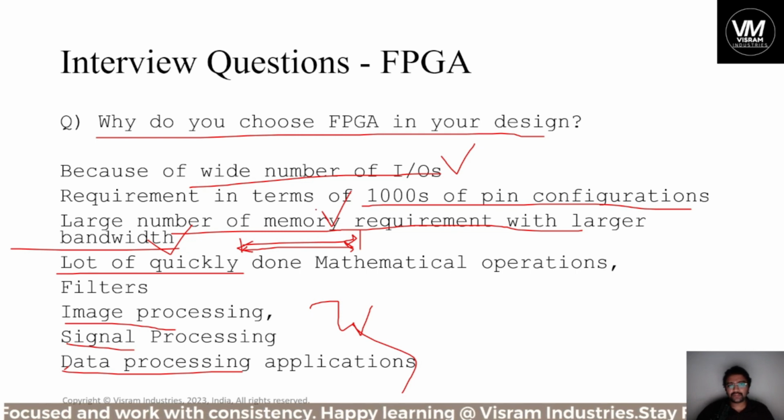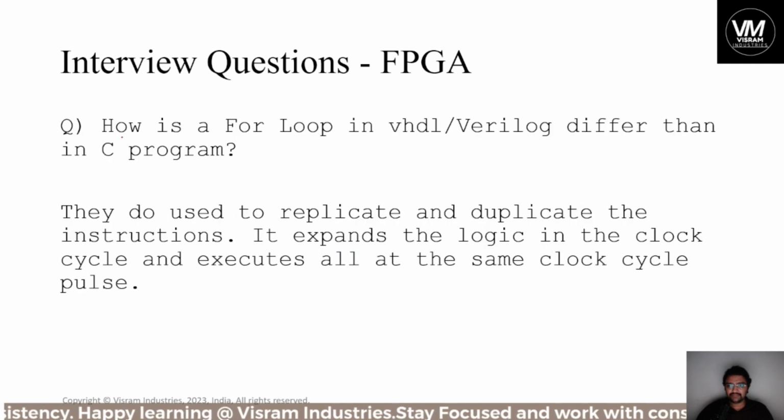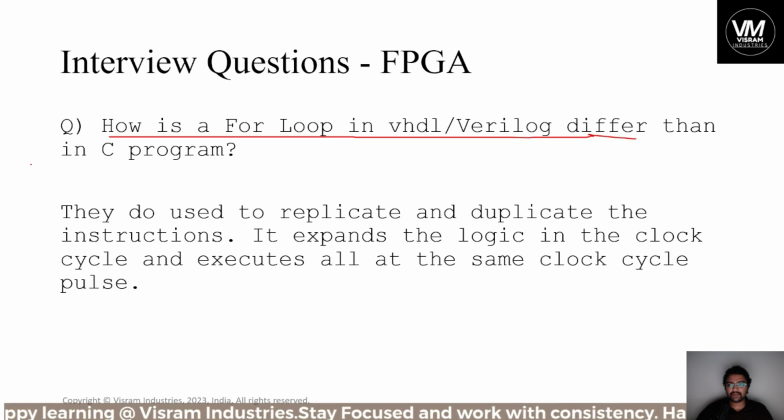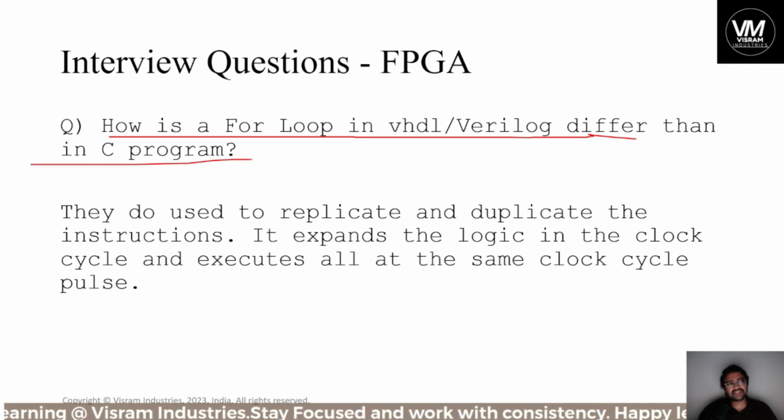So this type of question is very basic, but it can be asked, and it is to test your understanding of the subject. And coming to the next question, how does a for loop in VHDL or Verilog differ from C programming? It is not the same.